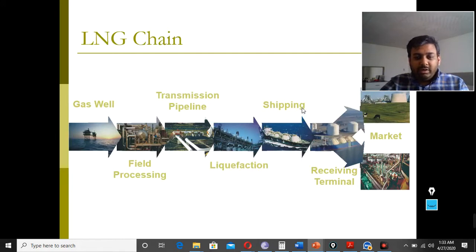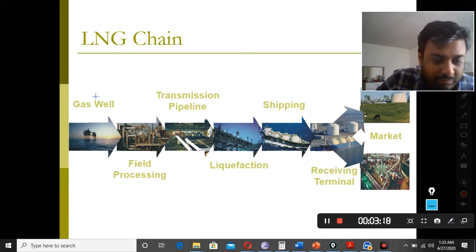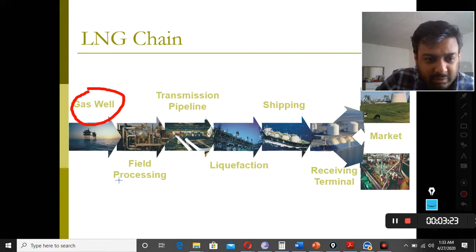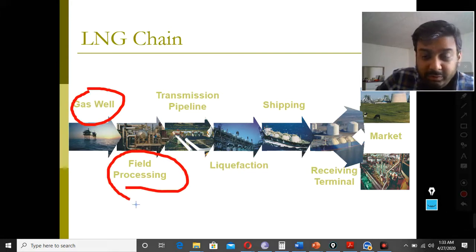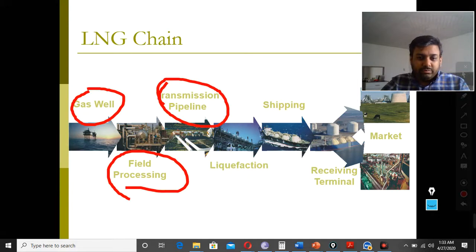Now let's look at the LNG chain and what it does. We know we have natural gas, methane, and we make it a liquid, which is easy to transport. So what do we do? First of all, as you can see here, we get the gas from gas wells. Once we have the gas from these wells, we process it. What is the meaning of process? It means that we remove impurities like CO2, H2S, and nitrogen, and so on. Then we send it to the liquefaction plant.